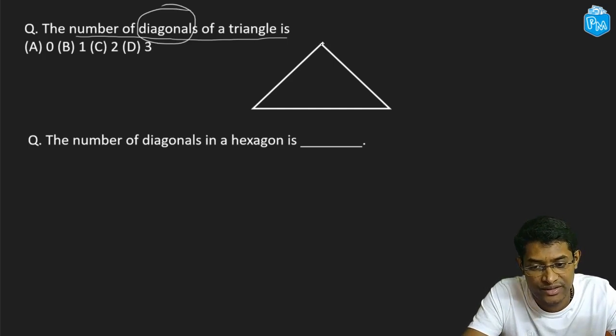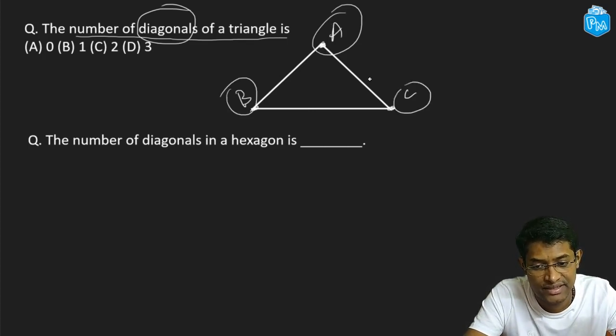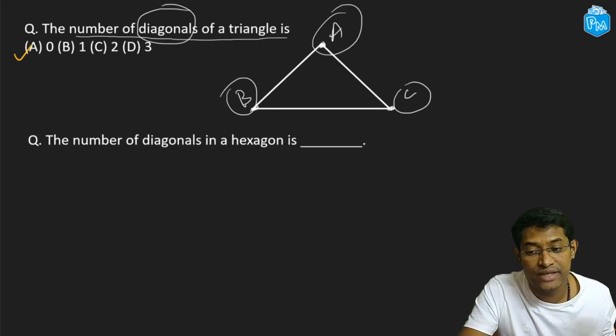Now let me take a vertex. Over here, say this is vertex A. And let me mark this as B and this is C. Can you tell me out of B and C which is non-adjacent to A? You will find that both are adjacent. So A does not have a non-adjacent vertex, right? Because if you take side AB, A and B are adjacent vertices. If you take side AC, A and C are adjacent vertices. So you can see that for a triangle, you have zero diagonals. You cannot draw a diagonal for a triangle.